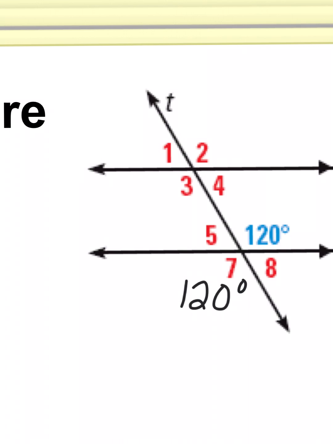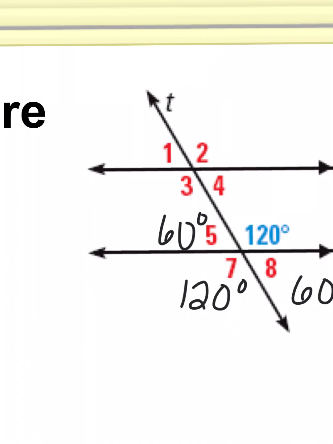Why are you subtracting from 180? Because they add up to 180. It's what relationship from last chapter? Linear pair. So 5 and 8 make up a linear pair with 7, so subtract from 180. What's 180 minus 120? 60. And if 8 is 60, so is 5. Okay, we have those 4.